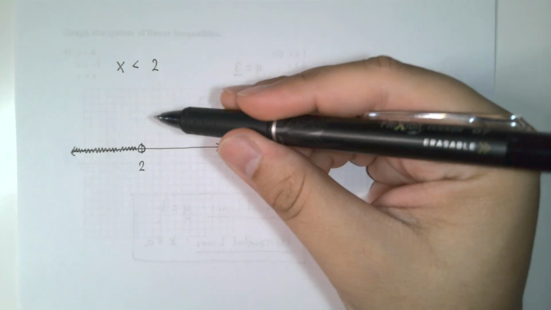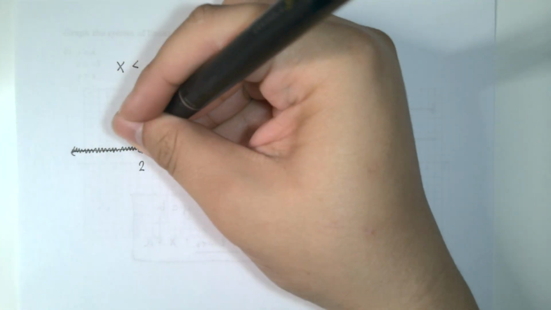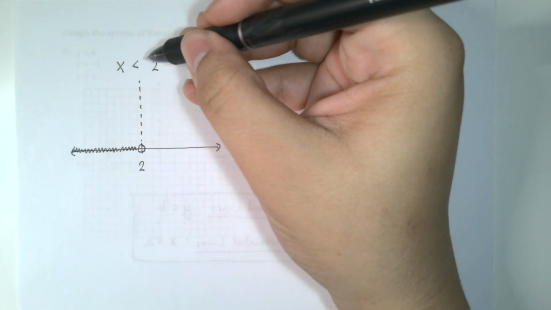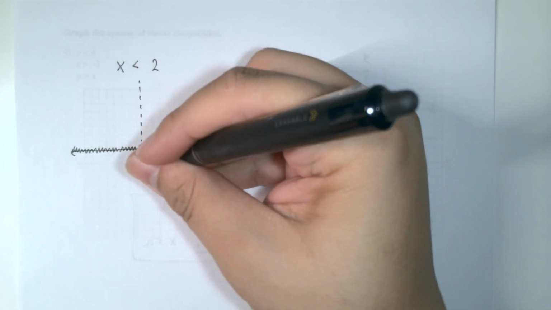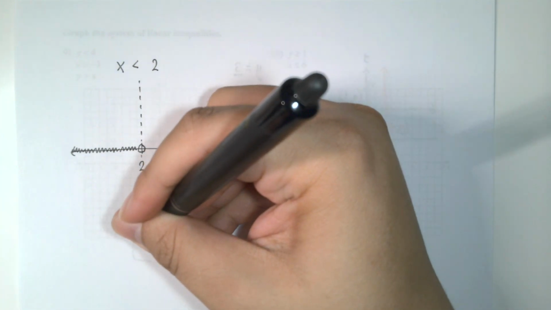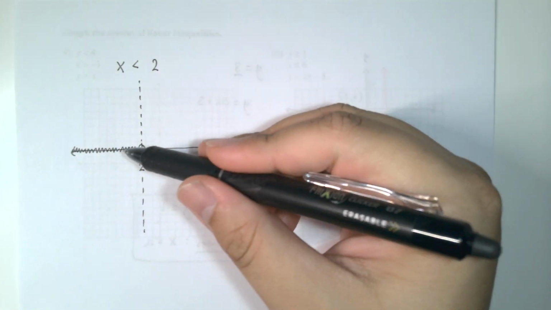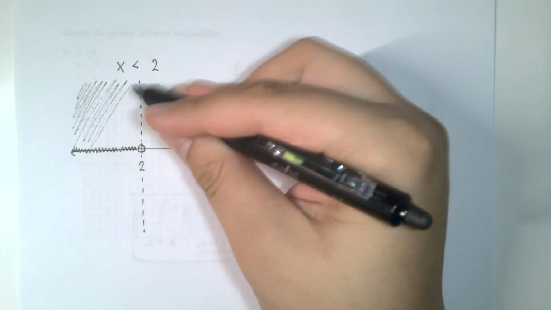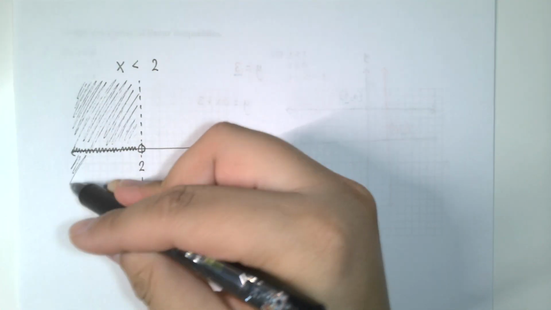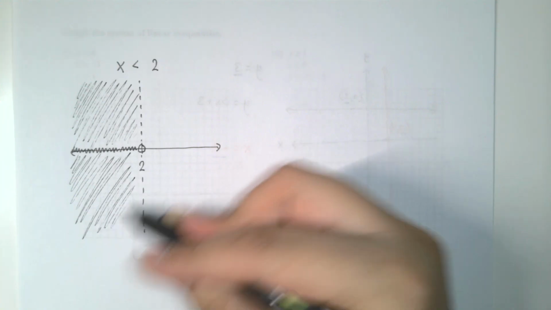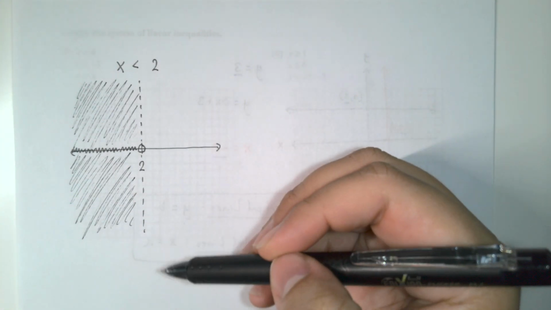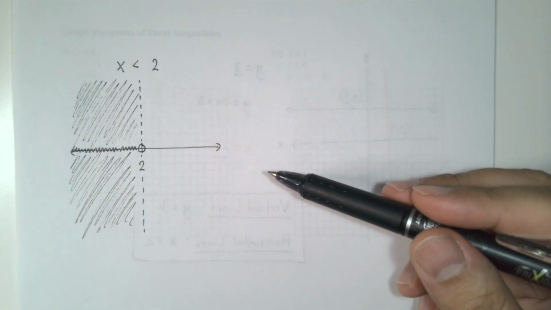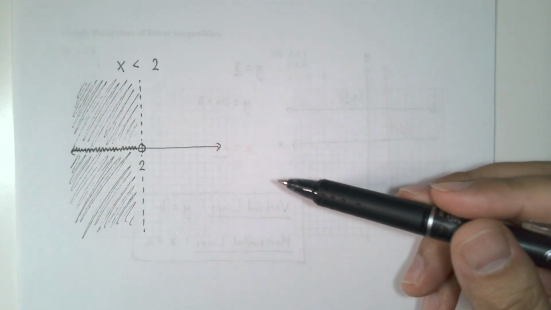If we extend this idea into 2D, we're going to use a dotted line anytime we have an inequality where it's just less than or greater than. And same idea, we're going to shade everything to the left here. So everything over here still gets shaded. The important thing is that we have this dotted line here. So this is how we would shade inequalities where x is less than or greater than.